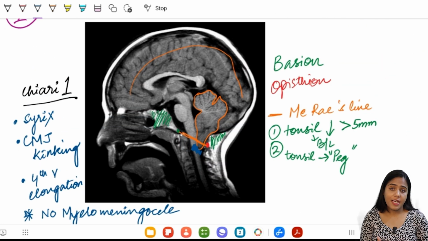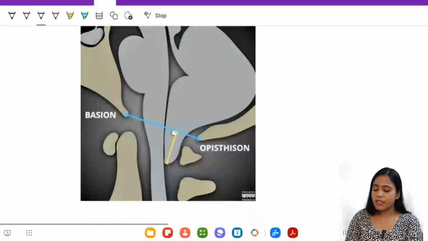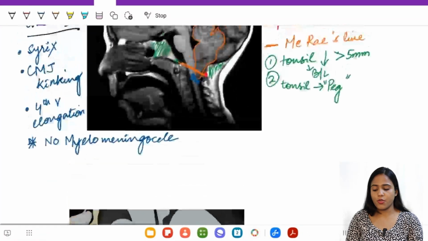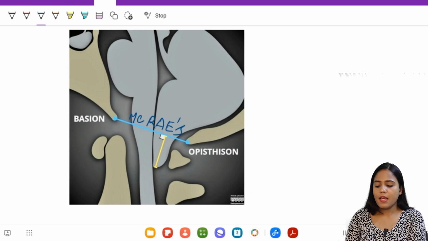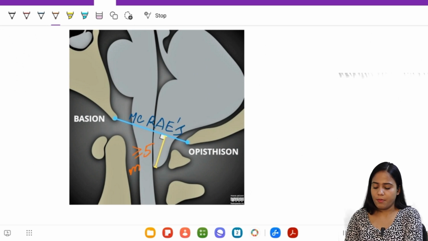A close differential diagnosis that we can have is low-lying tonsils or benign tonsillar ectopia, where the descent is less than 5 mm. Also here the tonsils have not become pointed or peg-like. They will be rounded. Here there is a schematic diagram that shows the McRae's line here, and this is the herniation that you can see, which should be more than or equal to 5 mm. Right?